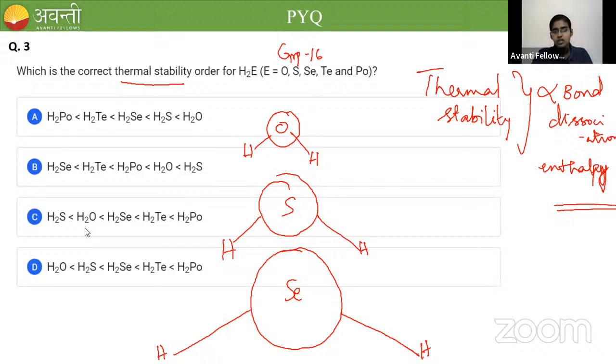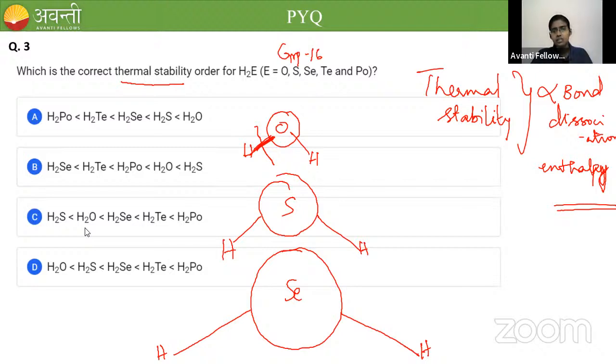Now, if the bond length is very small, the energy required to break that bond is more, right? Because bond dissociation energy depends on the bond strength. If the strength of the bond is very high, then we have to supply more energy to break that bond. Now, this OH bond is very short. So what is the meaning? More energy is required to break this bond. So the bond dissociation energy is very high for the OH bond. So it is thermally more stable compared to the others. Got it?